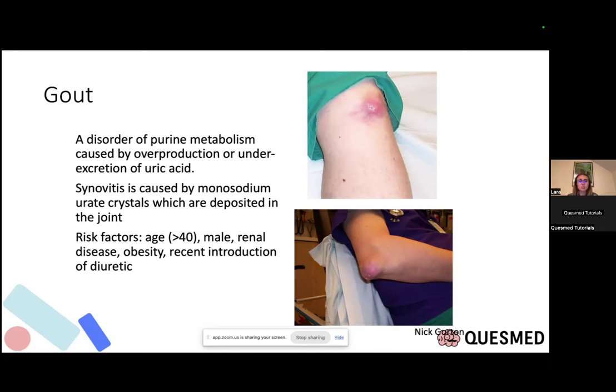Risk factors, as we've talked about, you're older, you're male, you've got CKD, obesity, or you've started taking a diuretic, which is usually a thiazide. Just keep note of the thiazide point, because again, that always crops up. Does anyone know what these photos are trying to get you to think about? You can kind of see it there, I think.